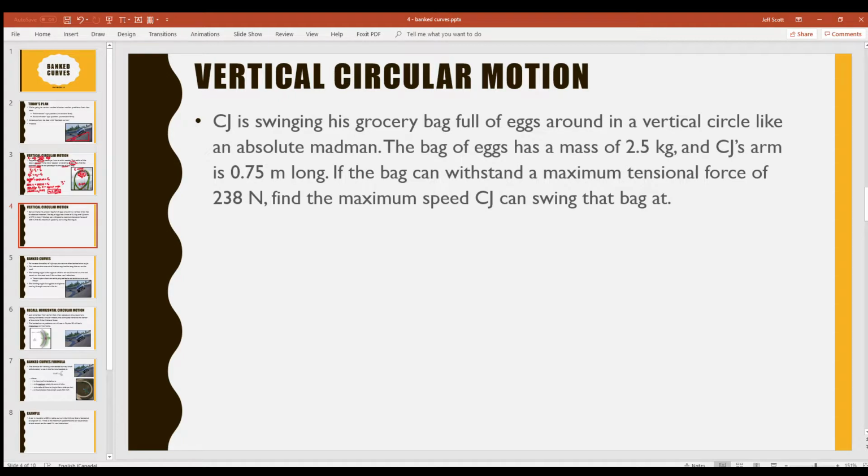Okay, so the next problem we're going to do is another circular motion problem, but this one's going to be more like those bucket of water questions. Just pause so you can take some notes here.